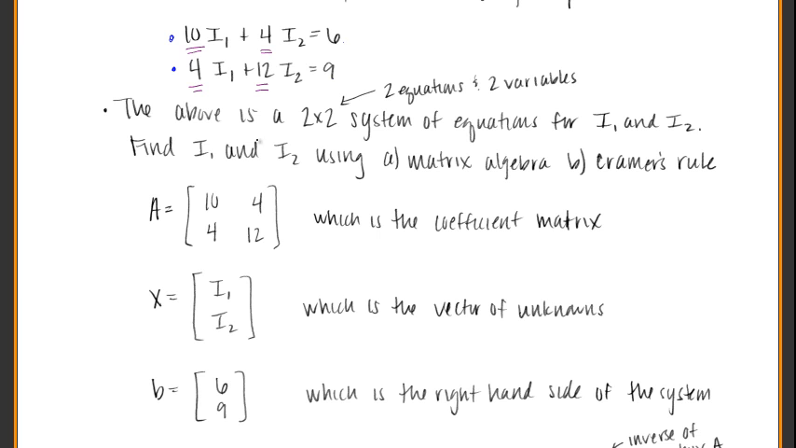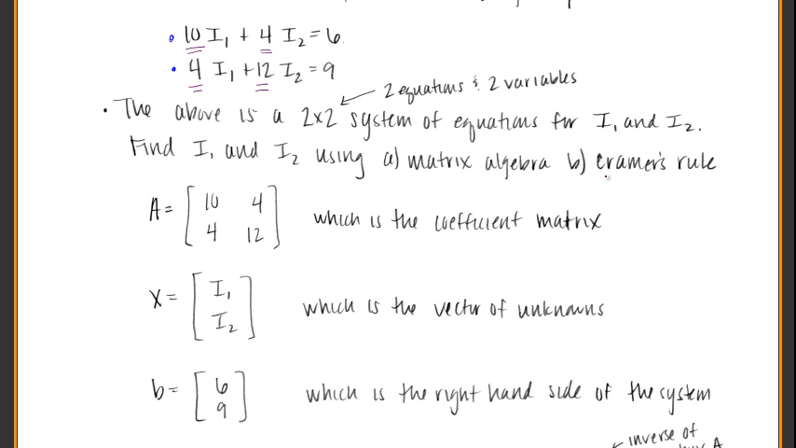And what we say is it's a system, it's a 2x2 system. It's 2 equations and 2 variables, the 2 variables being I1 and I2, current 1 and current 2. Okay? And we want to find I1 and I2. What we're going to do is find it two different ways: one through matrix algebra and another one through Cramer's rule. And I'm going to talk to you about both of these as we go throughout it.